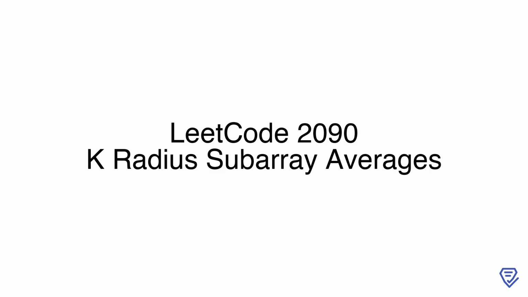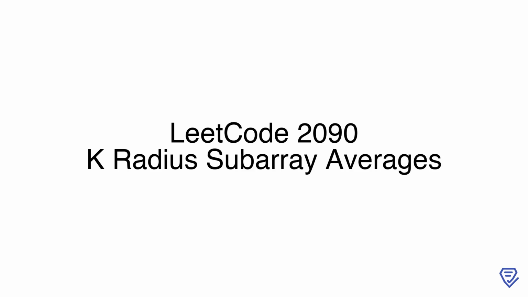Welcome! In this session, we will explore LeetCode problem number 2090, titled K-radius subarray averages. This problem challenges us to compute the K-radius averages of an array efficiently. We'll dive into the problem requirements, discuss the solution approach, and analyze the complexities.